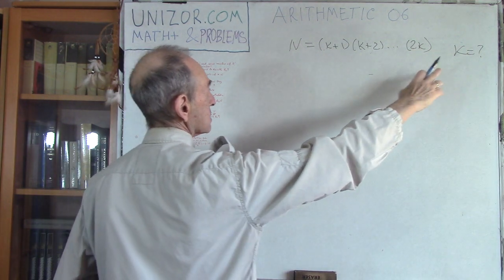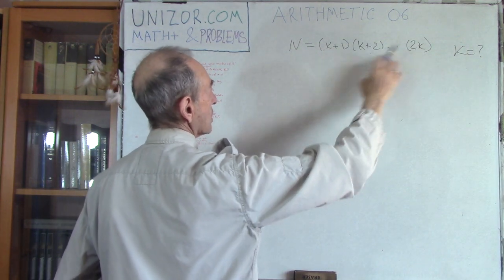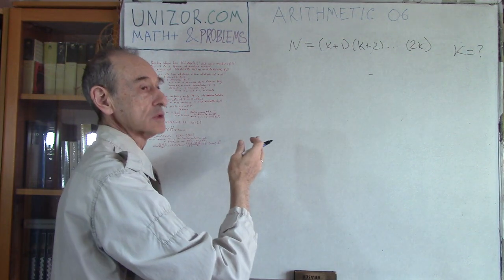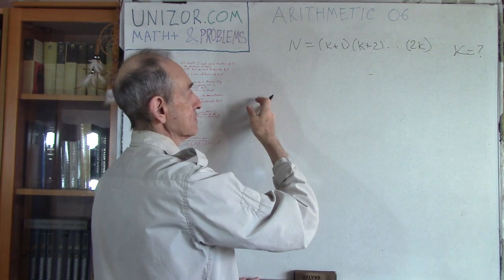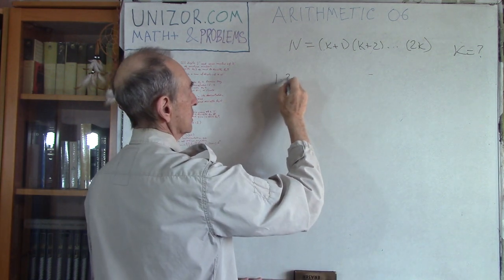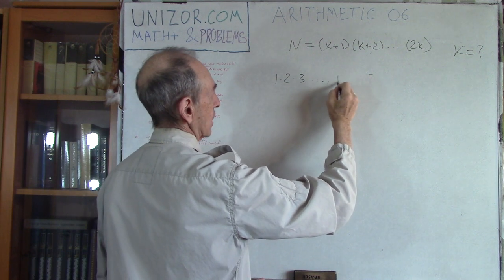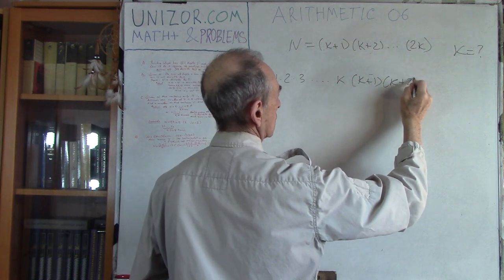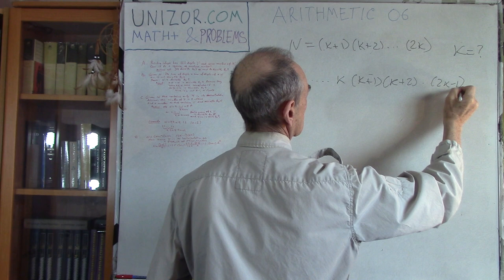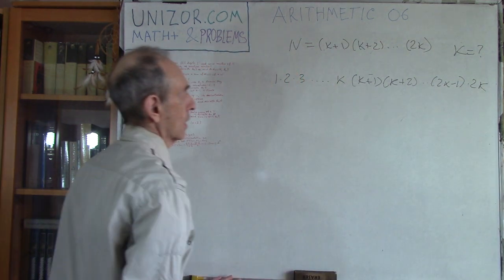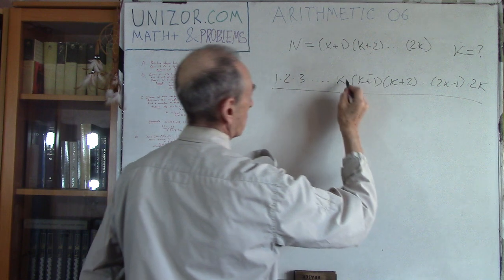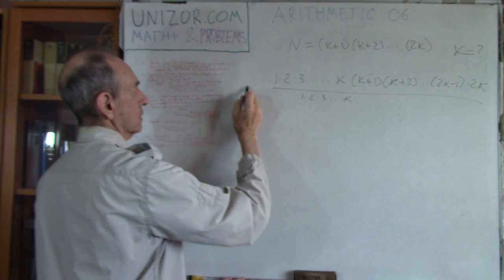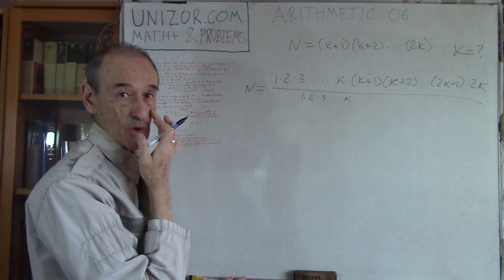Now, as you see, this is the product of all the numbers from k plus 1 to 2k. Now, what if I add to this product all the numbers from 1 to k? So I will have 1 times 2 times 3, etc., times k plus 1, k plus 2, etc., 2k minus 1, 2k. And divide by the same 1, 2, 3, k. That would be the same, right? No problem there.